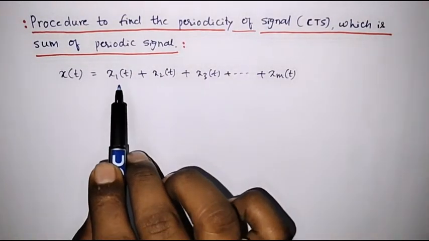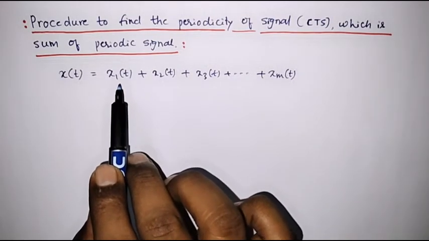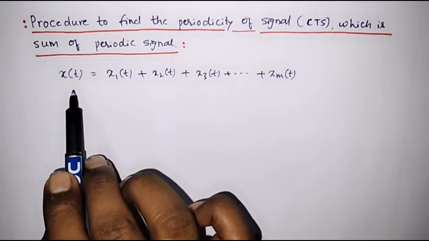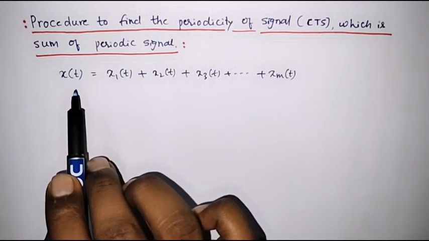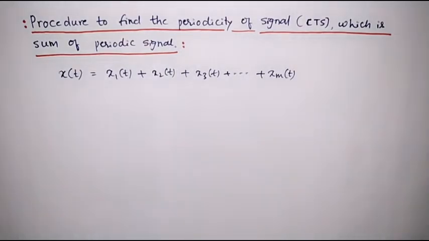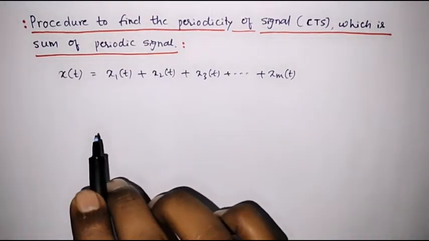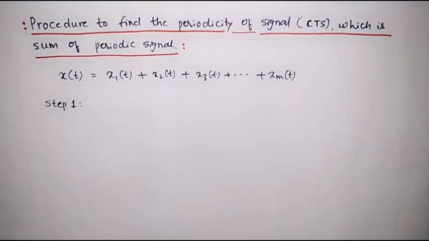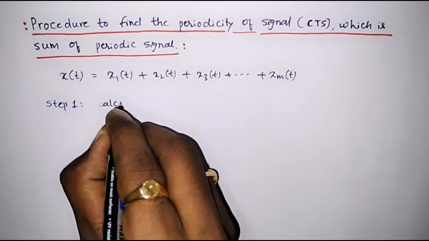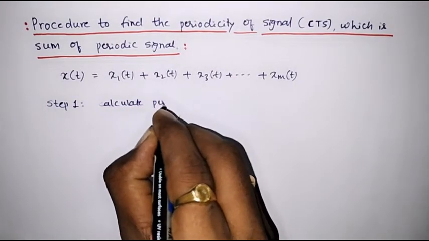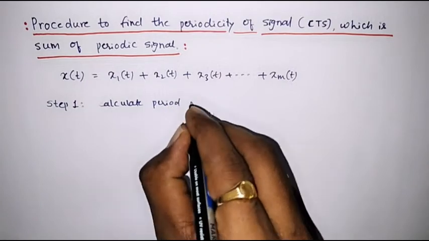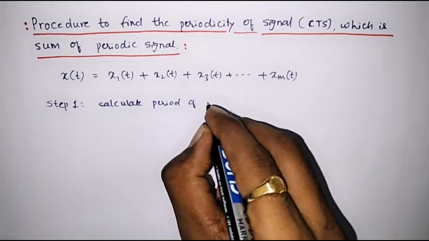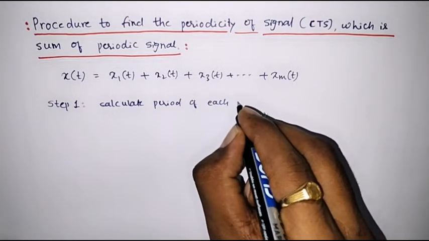Here the individual signals are periodic, but x of t, that is the sum of all these signals, is not necessarily periodic. That is, it may or may not be periodic. Let's see the procedure to calculate the periodicity of x of t. Step 1. Calculate the period, that is the fundamental period, of each individual signal.